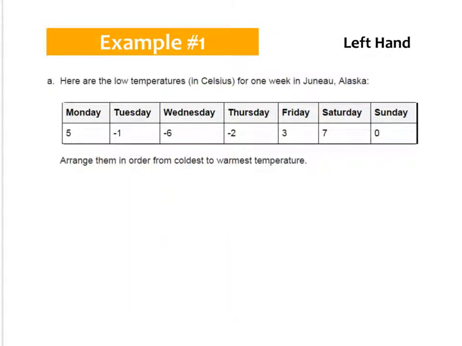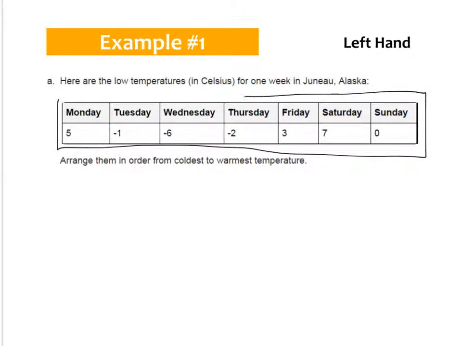So go ahead and solve this particular problem on the left hand side of your journal. I just want you to arrange these numbers: 5, -1, -6, -2, 3, 7, 0. And it says that we want to arrange these in terms of cold to warm. So this is the tricky part.